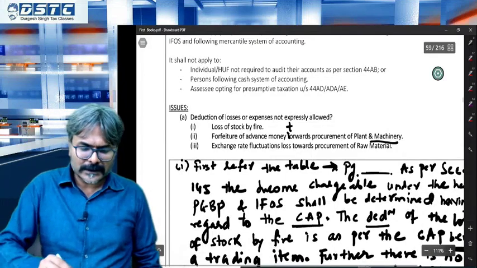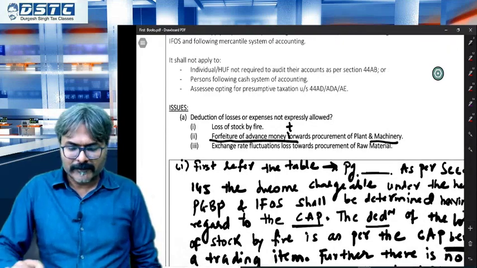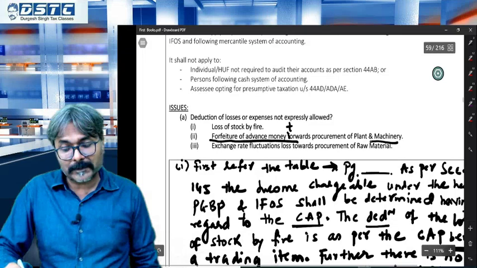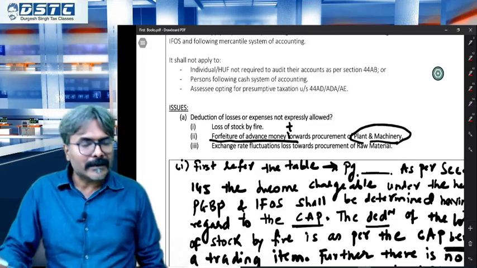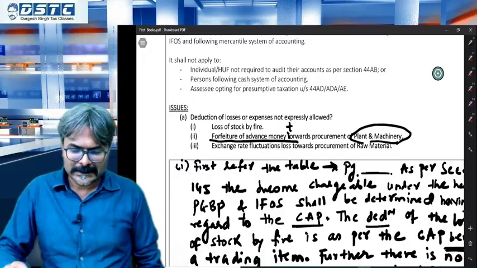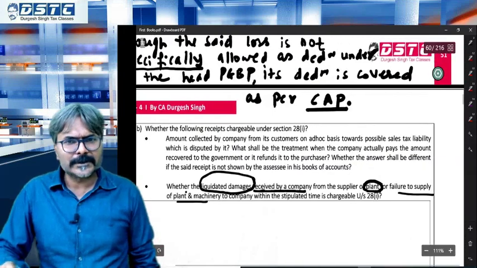This loss is a capital loss when the forfeiture has happened. Why is it a capital loss? Because it has to do with plant and machinery, which is neither a trading item nor something in the ordinary course of business. Similarly, what about this one? Liquidated damages from the plant and machinery.